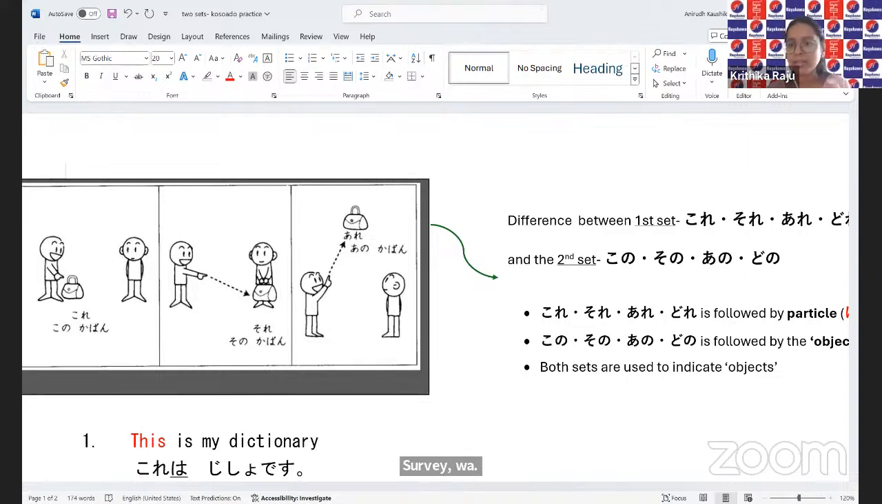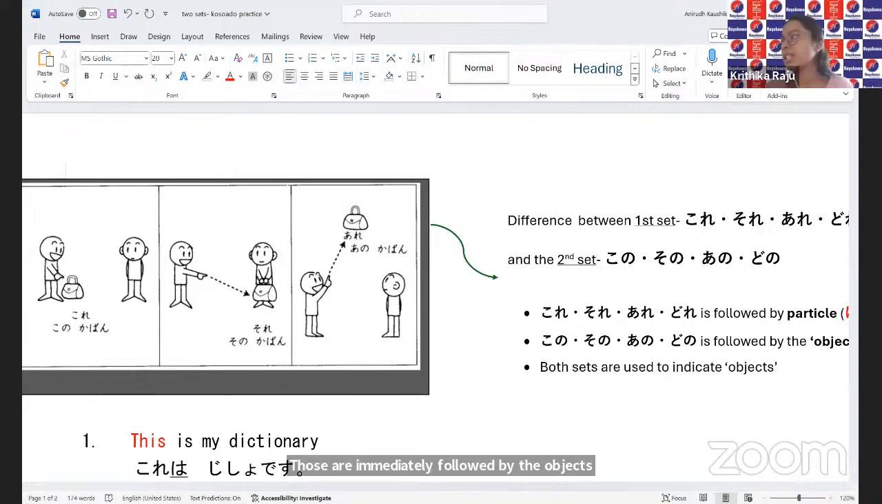In those sentences, this, that, over there will be the topic of that sentence. For instance, this is a dictionary. So in this sentence, this is the topic. So it will be kore wa jisho desu. With the second set, those are immediately followed by the objects in question.